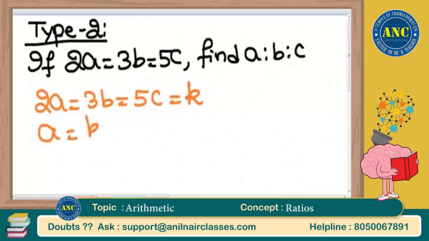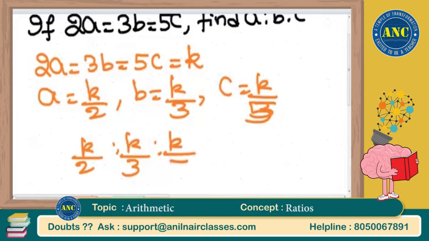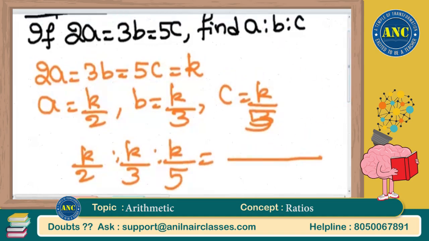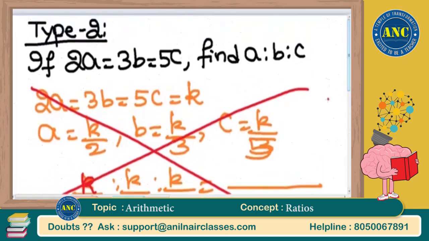So A will be k by 2, B will be k by 3, C will be k by 5. And then A is to B is to C is k by 2 is to k by 3 is to k by 5. Then take the LCM, simplify and get the whole number values. No need of using all these applications to waste your time converting to fractions and then to whole numbers. Now see here. The easiest possible way, which you can see in type 2 compound based ratio application.